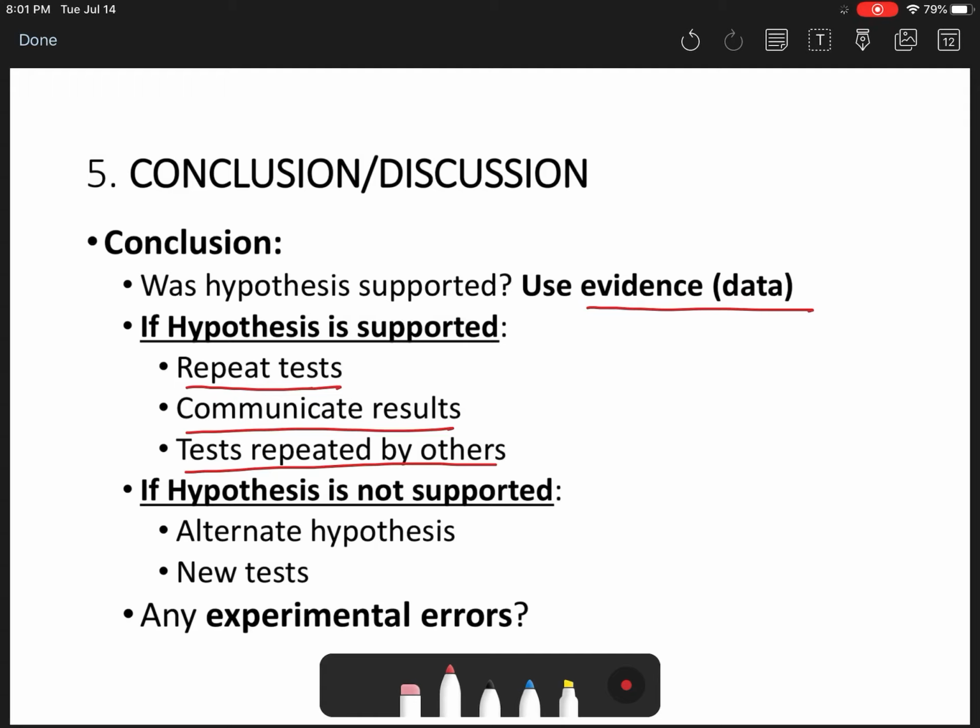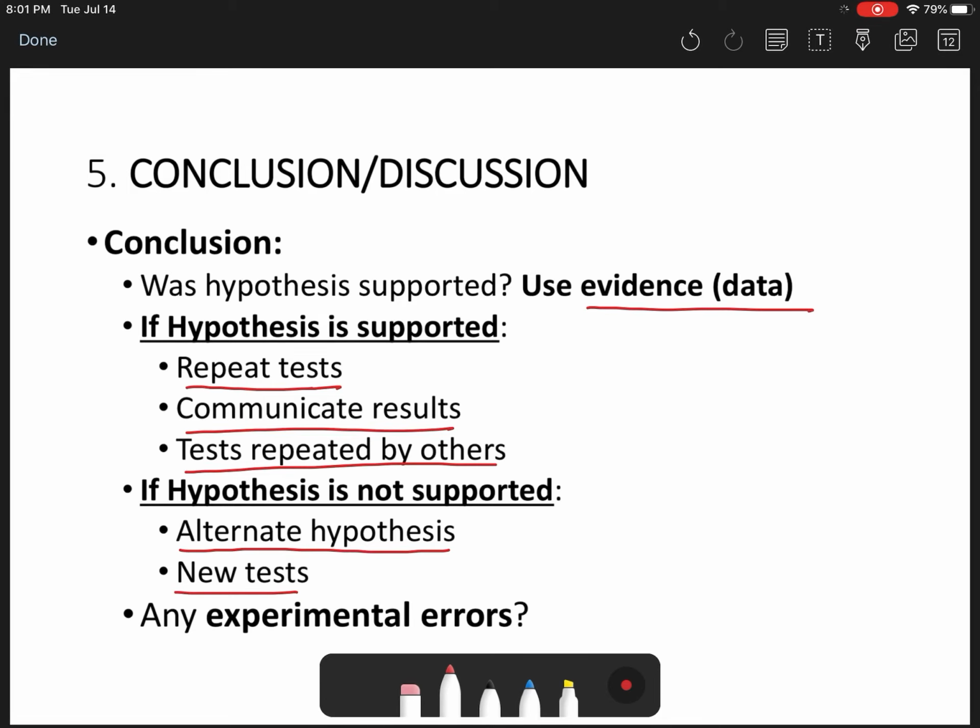Now, obviously, not all the time is your hypothesis supported. So you might just have to do an alternative hypothesis. Maybe yours wasn't supported, so now we have to go back and change and come up with a different one. Maybe you need to do some new tests. At any rate, you're always going to try to repeat your tests several times to see if you get the same results or not, first of all, before you throw out your hypothesis, because something may have just gone wrong, and we call those experimental errors.